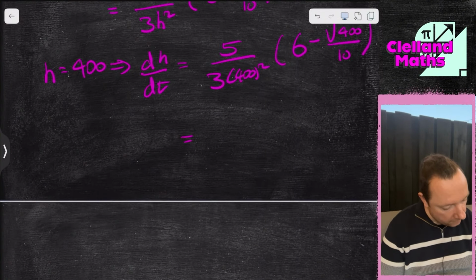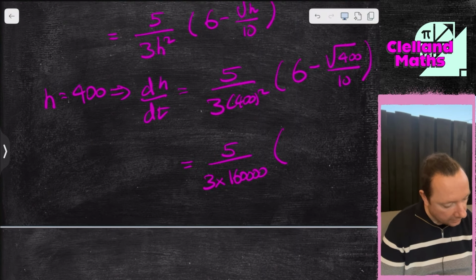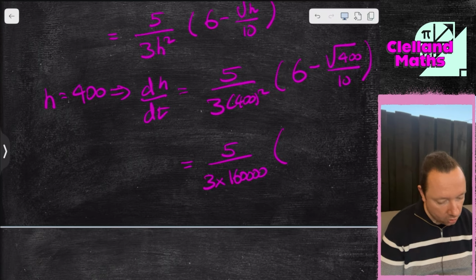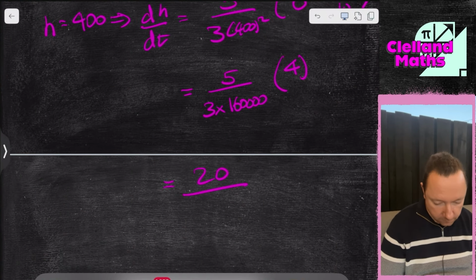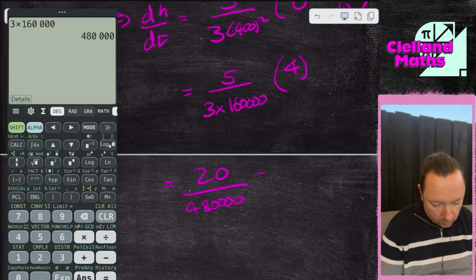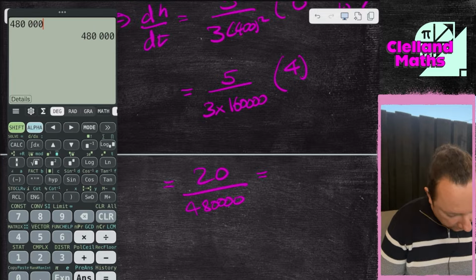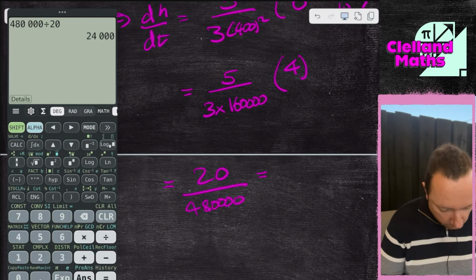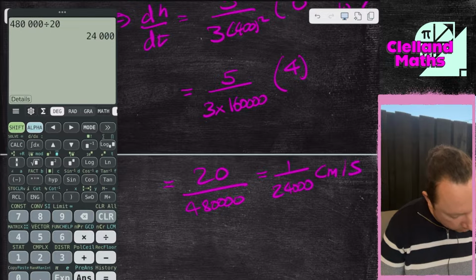So that's just 5 over 3 times 4 4s is 16, 0, 0, 0, 0. And then we've got 6 minus 20 over 10, which is 2, so that's 4. 20 over 3 times 160000 is 480,000, which simplifies to, divide by 20, 24,000. 1 over 24,000 centimetres per second, which is how I'd probably leave it.